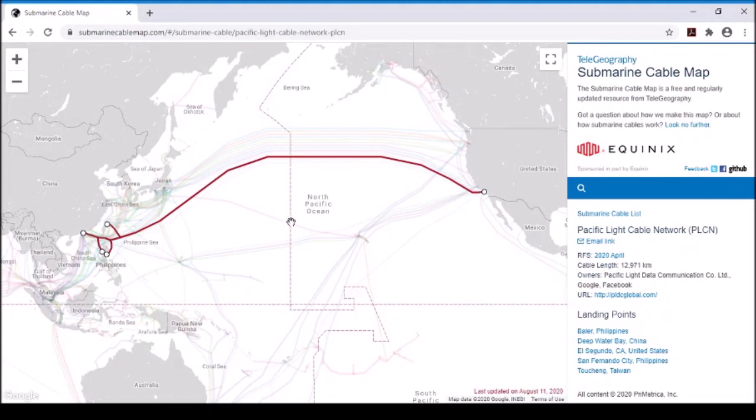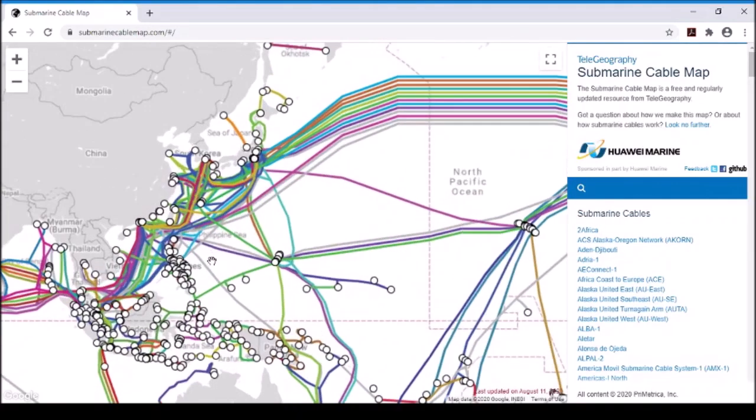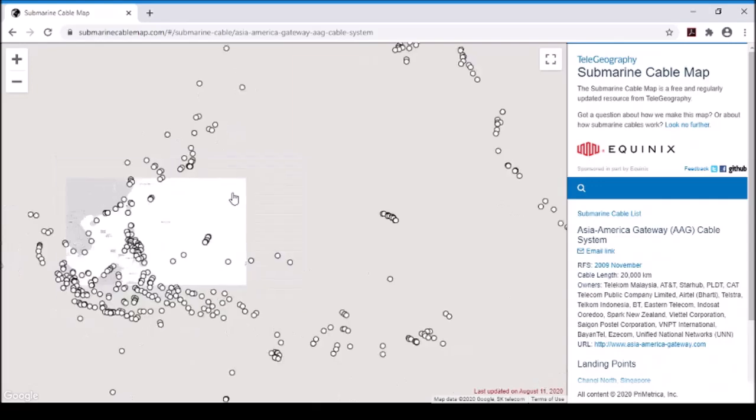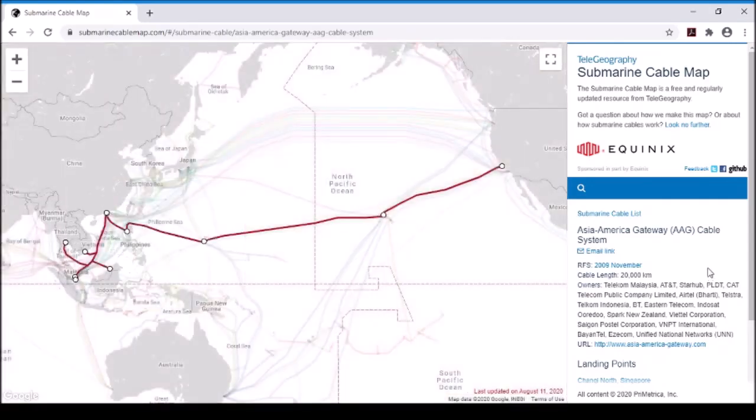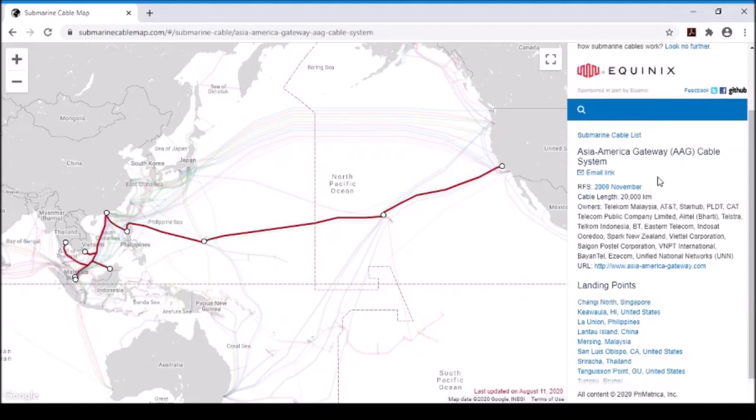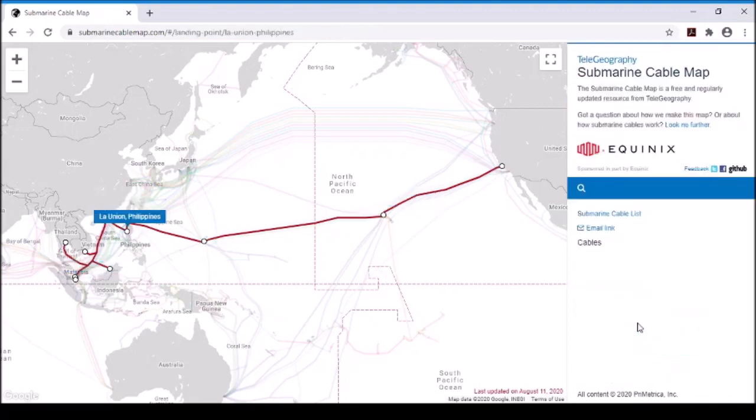Okay, the Pacific Light Cable Network. It's owned by Facebook and Google. It's connected from Baler. Let's check another one. The Asia-America Gateway, commissioned in November 2009. Its length is 20,000 kilometers. The Philippine side is owned by PLDT and is connected in La Union.